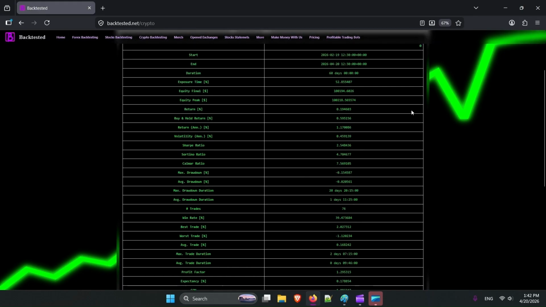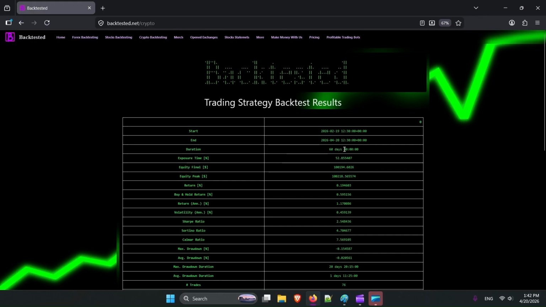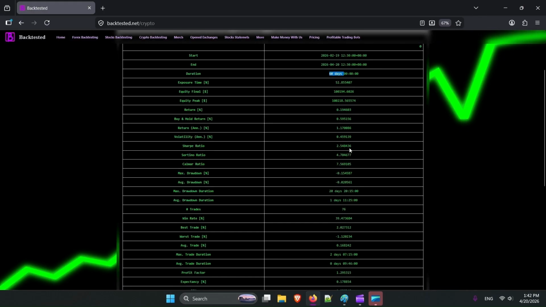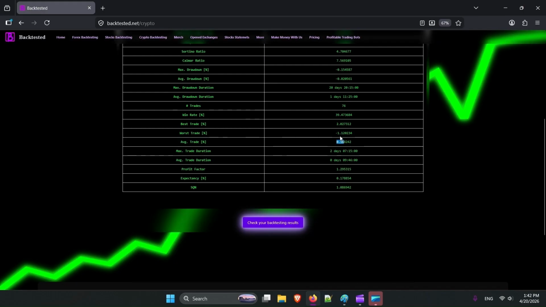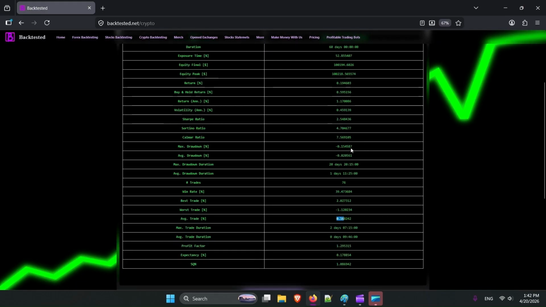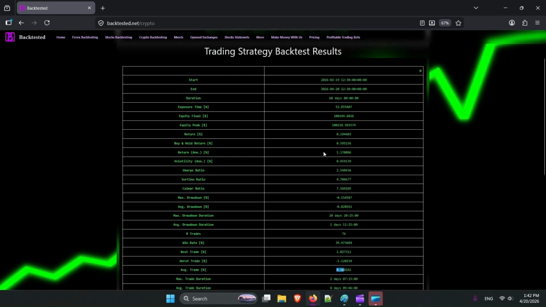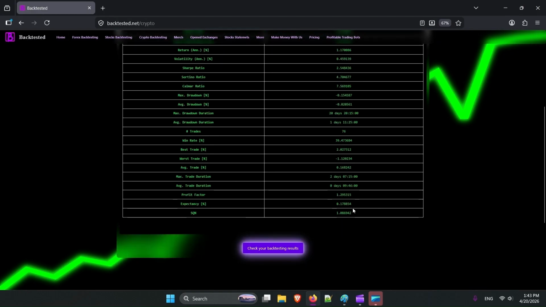And the duration is approximately 60 days. This is the average trade in percent. This is the average profit. And then where is the drawdown? The max drawdown is 0.15. And again, these metrics are small because we didn't buy as much or we didn't sell as much.